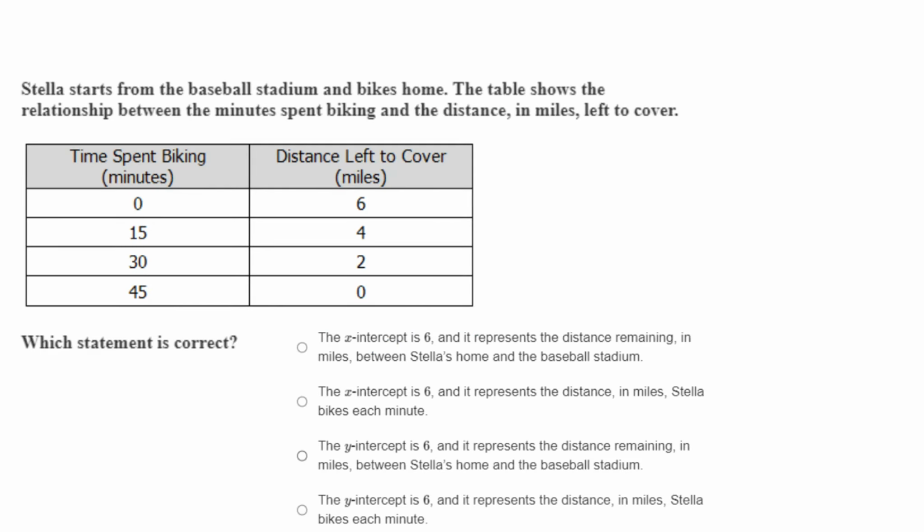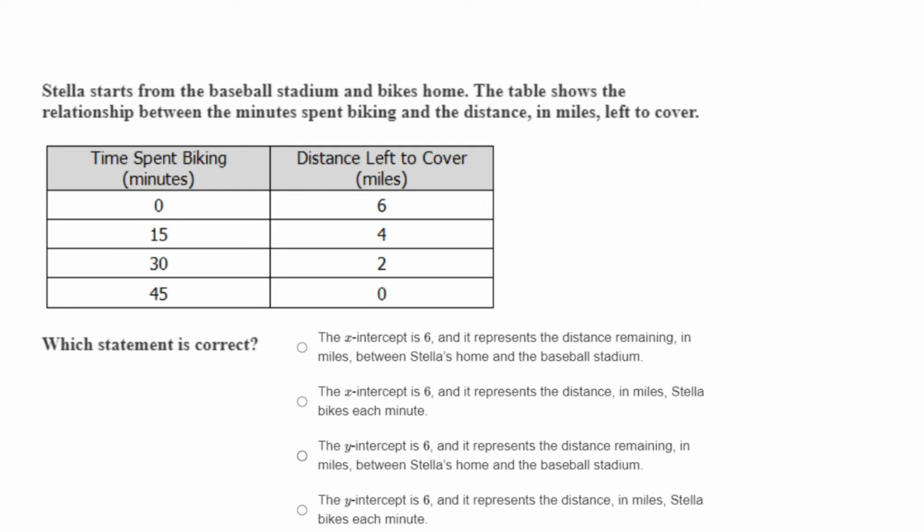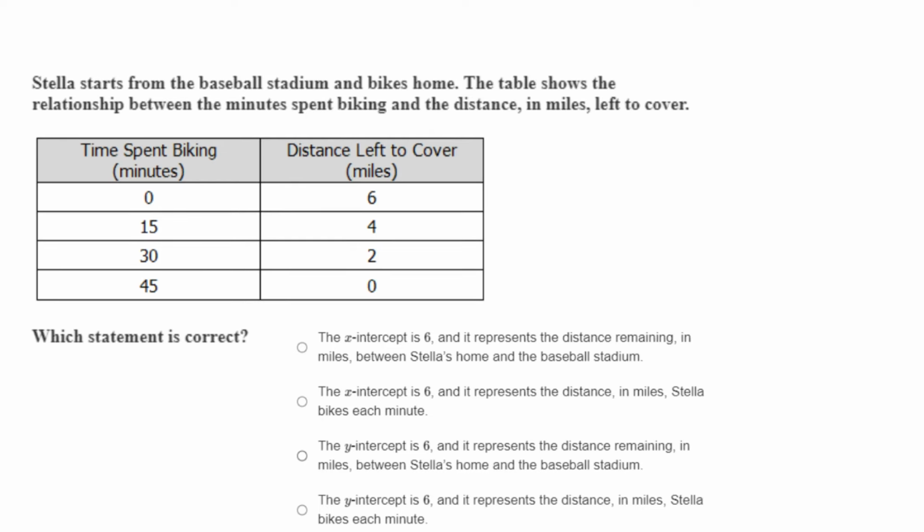All right, so let's take a look at this one. It says Stella starts from a baseball stadium, excuse me, and bikes home. The table shows the relationship between the minutes spent. That's important. We like to highlight important things. The minutes spent biking and the distance in miles left to cover. So you can clearly see no time spent biking. She's 6 miles away from her destination.